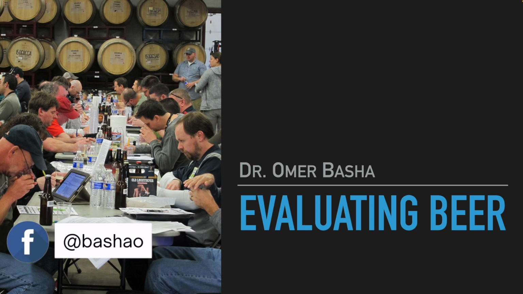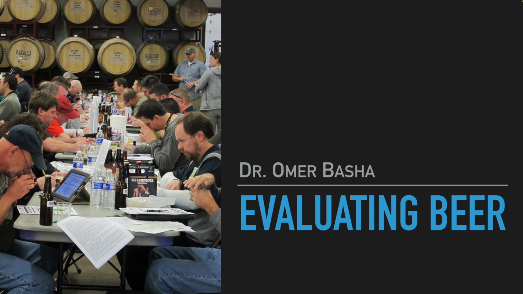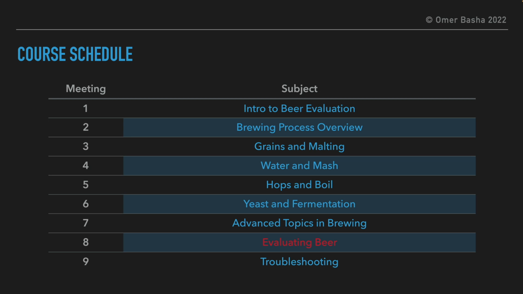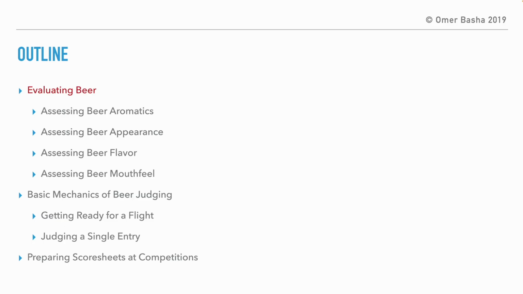And now, without further ado, let's start our presentation of the day about beer evaluation. This is the 8th presentation of the beer evaluation course, and in it we will focus on beer evaluation. This is the layout of this presentation. We will start by discussing beer evaluation, how to evaluate the aroma, appearance, flavor, and mouthfeel. Next, we will move on to talk about how to prepare for a judging session, how to perform an evaluation under a competition setting, and how to prepare beer score sheets in a competition.